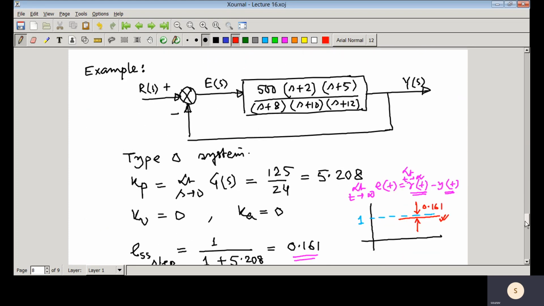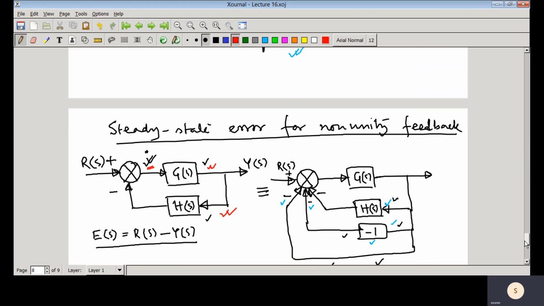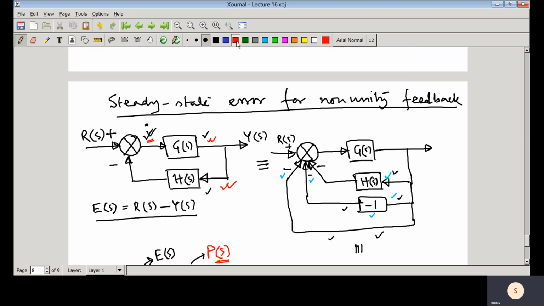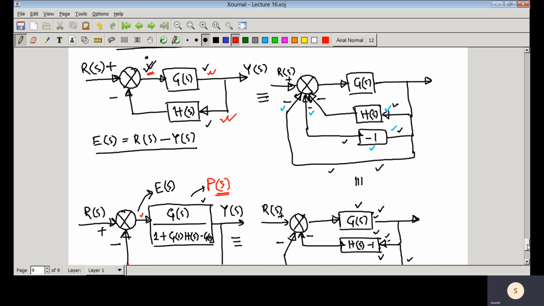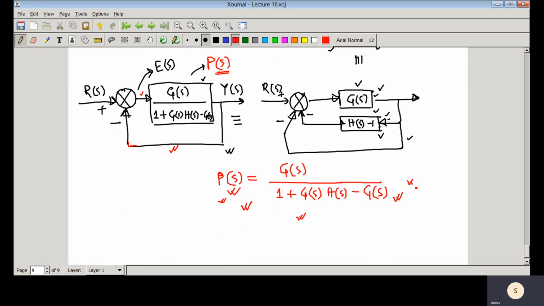And finally, we have discussed, that means if the feedback is non-unity, then how to transform it into a unity feedback system. So in that case, the transformed plant is that P(s). So we need to find all the constants considering that forward path transfer function as P(s).